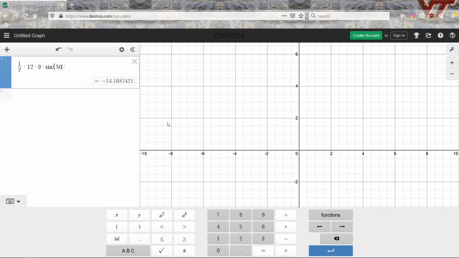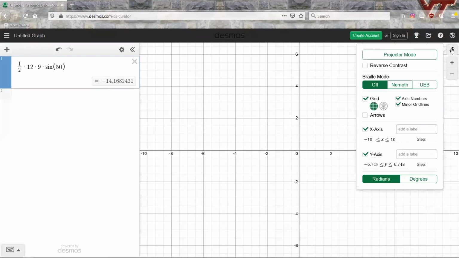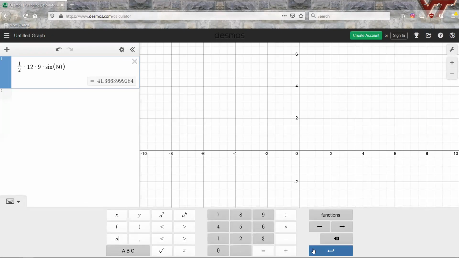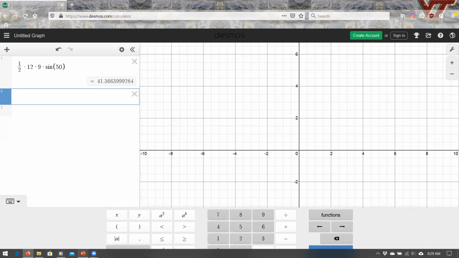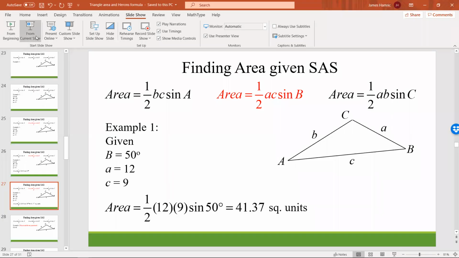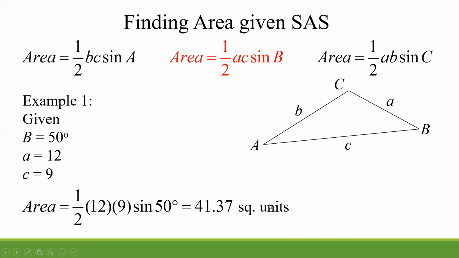50. And notice, sometimes it's going to give you a weird answer, so you know something's off. The area clearly cannot be a negative number. But as I've said many times before, make sure whatever calculator you're using is in degrees. So I'll set that here to degrees, and I get my answer, and that's 41.37 if you round that off. So that's where I got that one in here too.